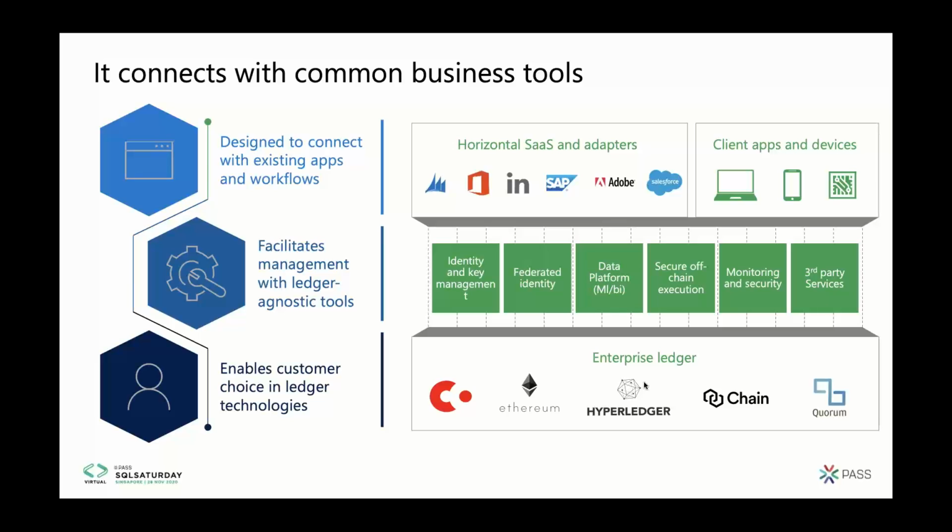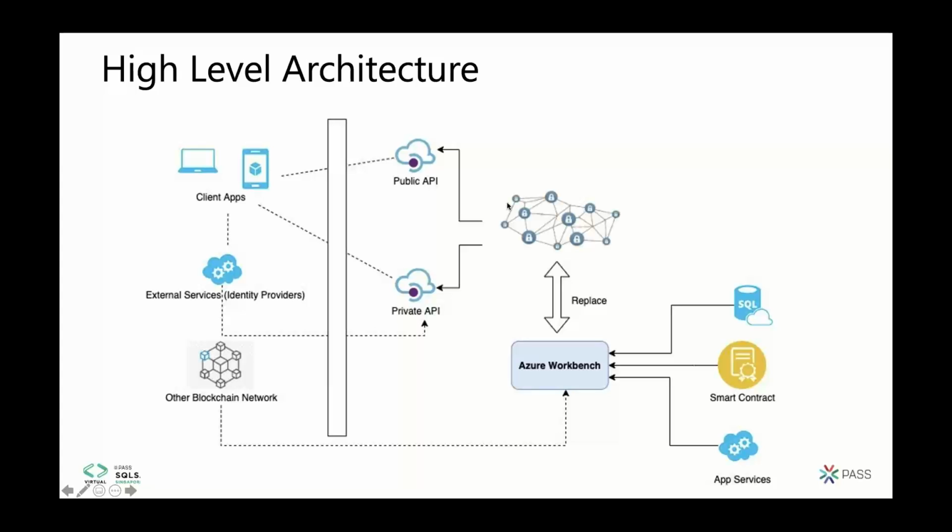So this is how the architecture looks. Previously we had a blockchain network, which is now replaced by Microsoft Azure Workbench, and it maintains a copy of the SQL Server database, a copy of the smart contracts, and all your Azure services. From the Azure Workbench, we can expose public and private APIs, which help to connect with your client apps, like .NET, Java, or whatever your app is.